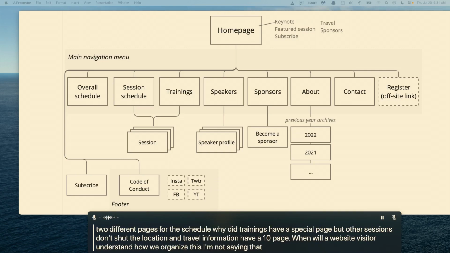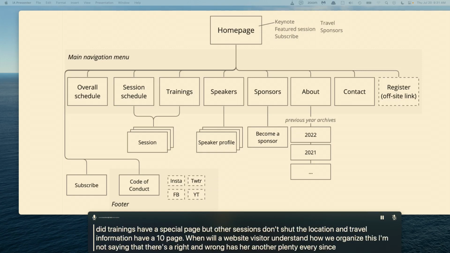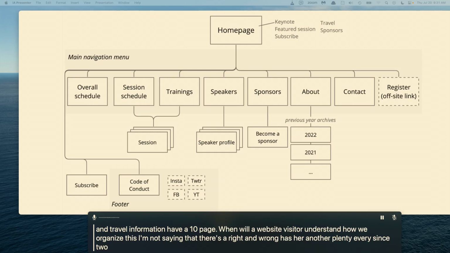I'm not saying that there's a right or wrong answer here. There are plenty of reasons to be creative with the navigation. Just that these are questions to ask.